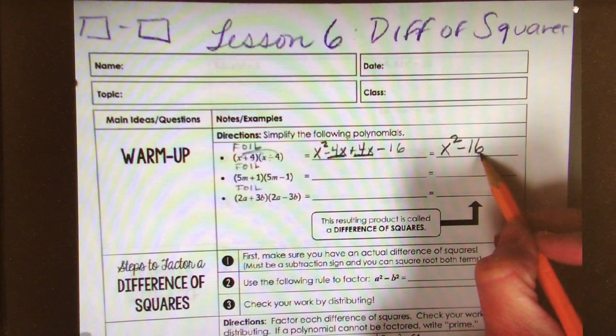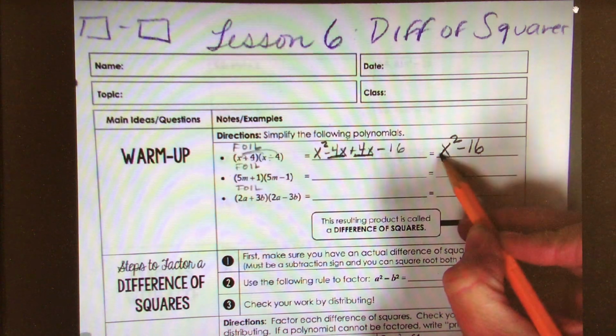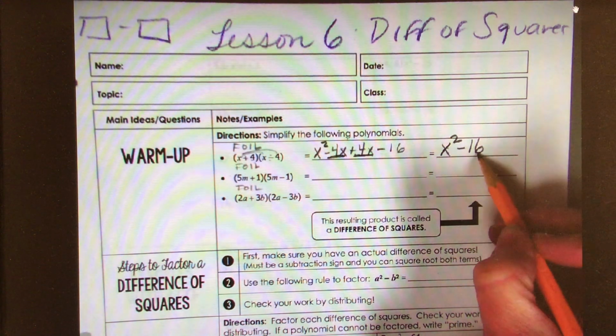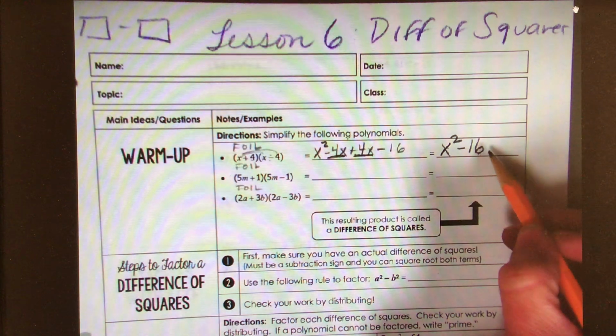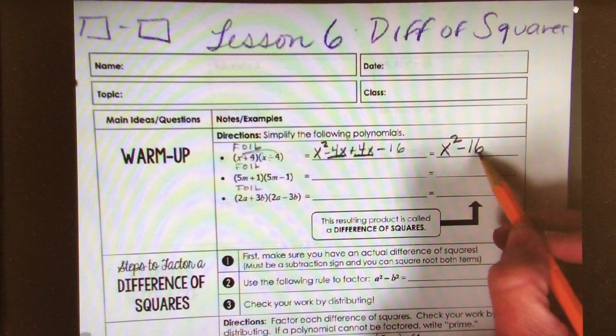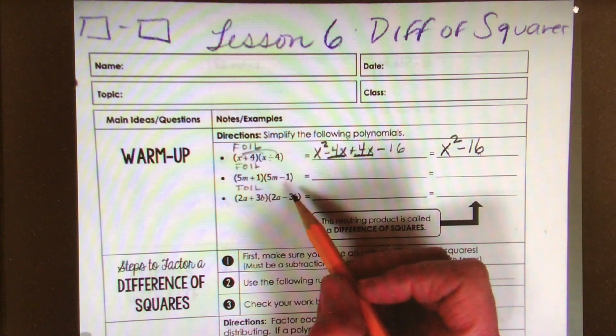If I look at the answer here, x squared is my first term. That is a square number if you think about it, because it is x squared. 16 is a square number, even though it's a negative sign, right? That actual number 16 is a square number. Isn't that interesting? It's going to come back to us. But let's go ahead and FOIL out the other two.